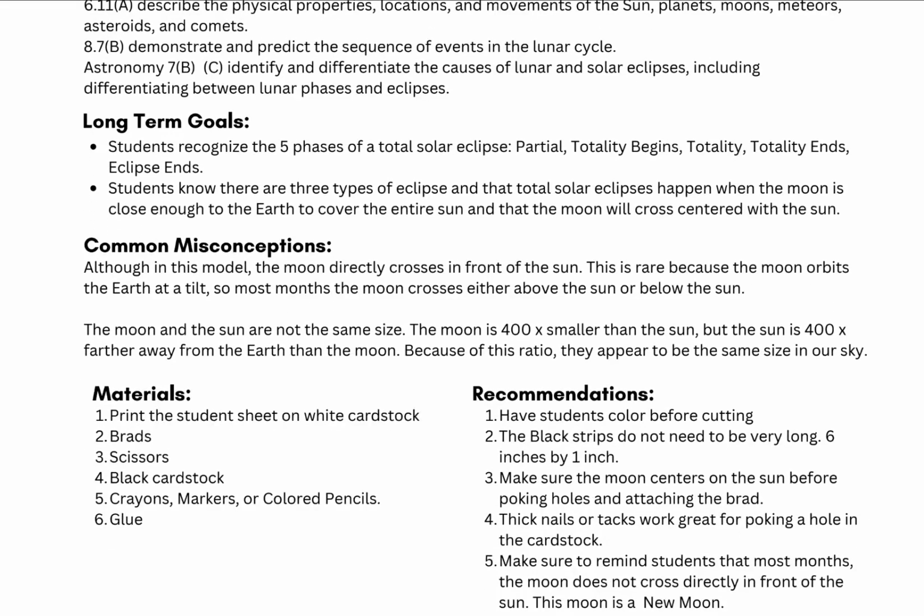So, materials for this activity. There is a student sheet that I'll scroll down to here in a second that can be printed on white cardstock. You'll need some brads, black cardstock for the strips to hold the sun and the moon, and then whatever you want students coloring with: crayons, markers, colored pencils, and then scissors and some glue.